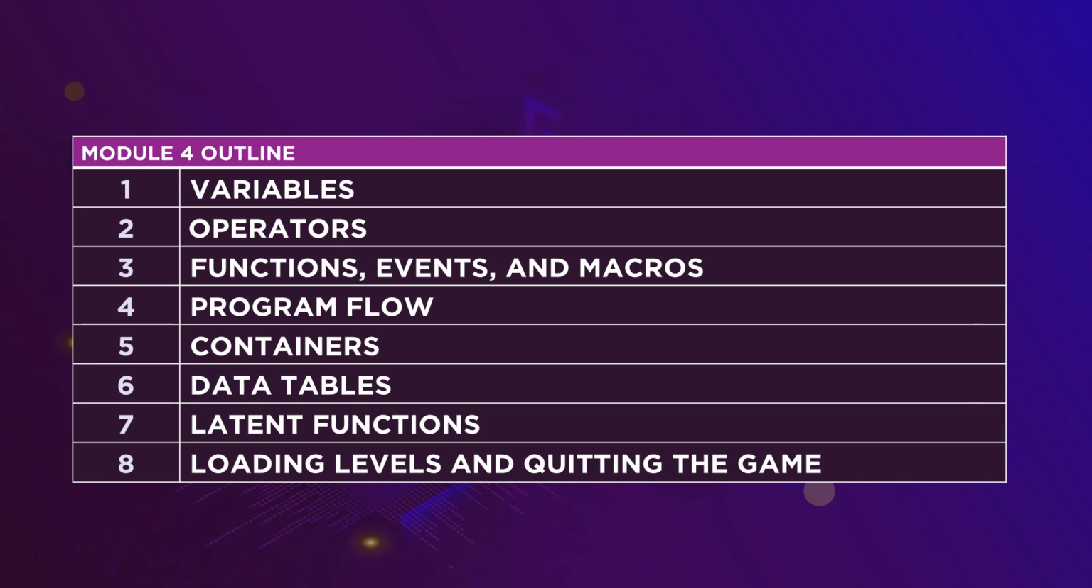In Module 4, we'll be covering the 8 topical areas as follows: variables, operators, functions, events, and macros, program flow, containers, data tables, latent functions, and finally, loading levels and quitting the game.